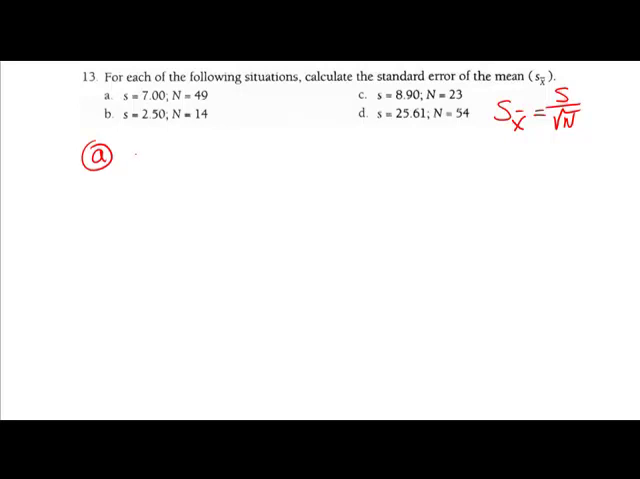So for A, the square root of 49 is 7. 7 divided by 7 is 1. There we go. Let's go to D, the hardest one.